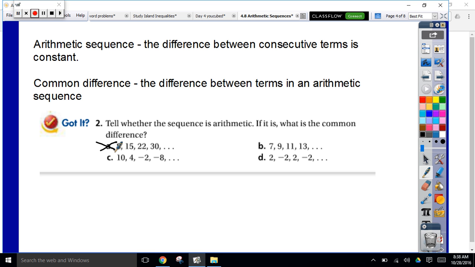Okay, what about B over here? Olivia, is this one an arithmetic sequence? Yes. What's the common difference? Plus 2, good. So yes, plus 2. Okay, how about letter C, Bailey?